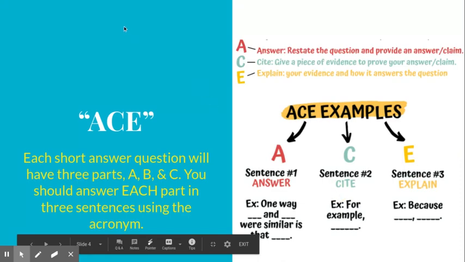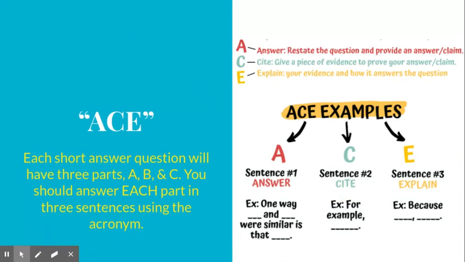So, what is a good way to go about answering these questions then? If it's not supposed to have a thesis statement, it's not supposed to be an essay, it can only fit in those 23 lines, that small piece of paper, and it's got 3 parts, how should I do it? AP World teachers and AP US History teachers like to teach a strategy called ACE. You ace the SAQ. Real cute, I know. ACE stands for answer, cite, explain.